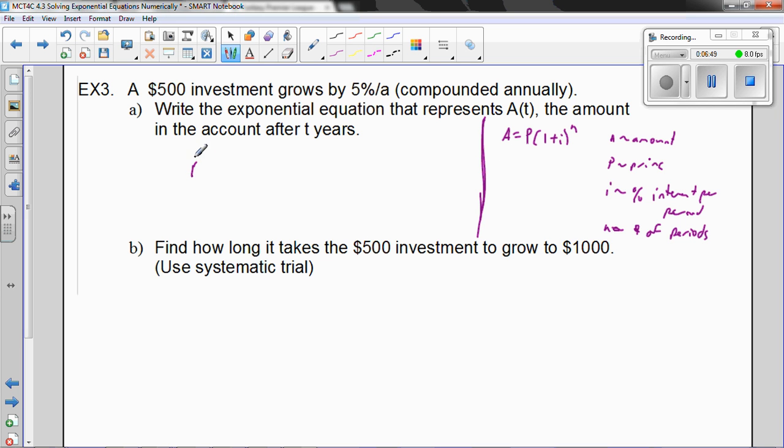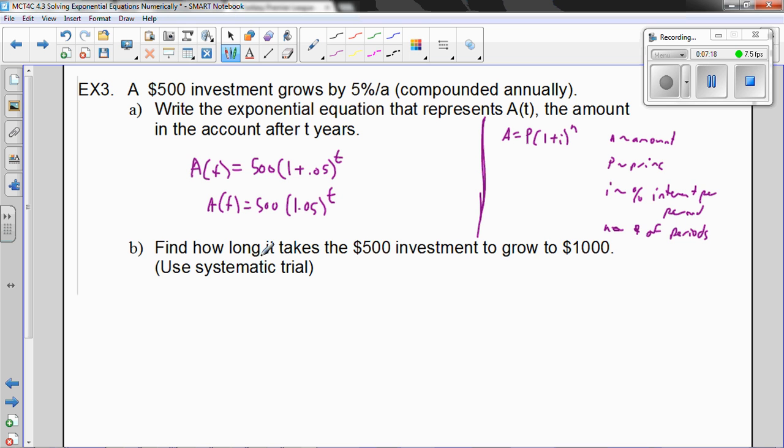Write the exponential equation. Well, okay. That's a $500 investment. And the interest rate is 5% a year. I don't have to divide anything because it's annually. And they wanted me to call this T instead of N because it's just the number of years. And I'm going to tidy that up a bit. And don't be thrown off by the function notation. That's a function.